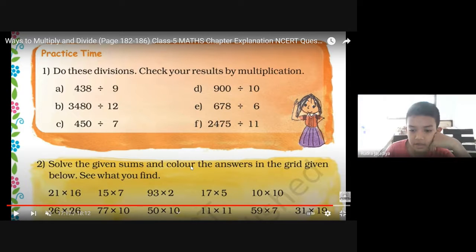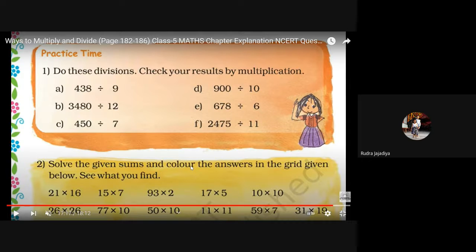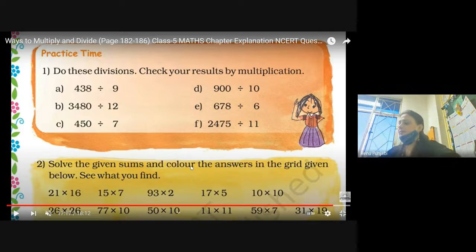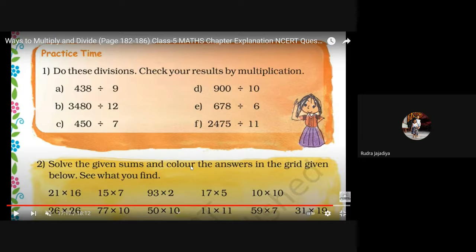Ma'am, the D1 will be 90. And the D1 will be 90. 90. E1 will be, you need to be quick, Anya. 113. Yes.